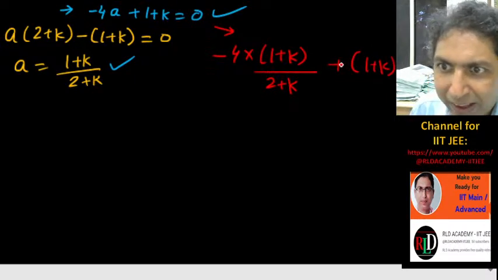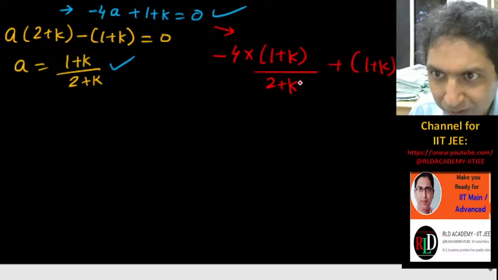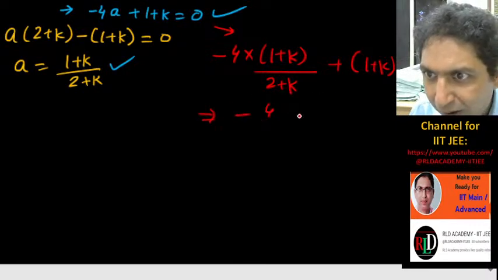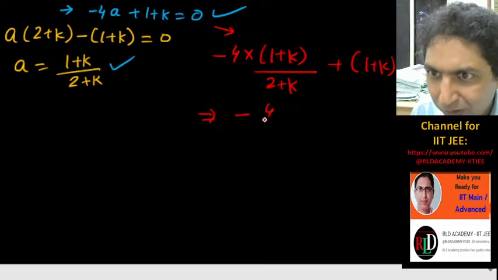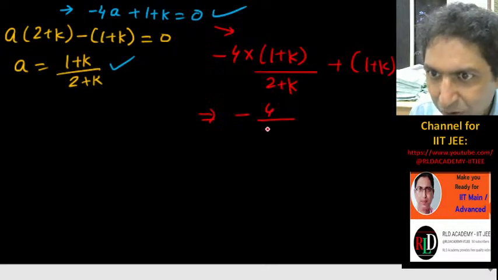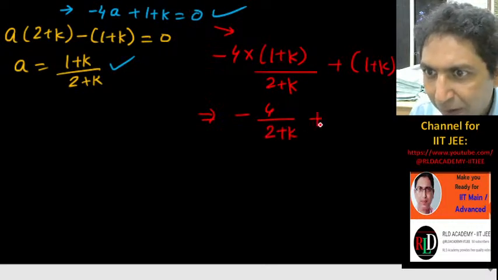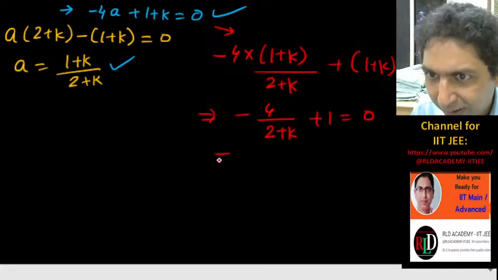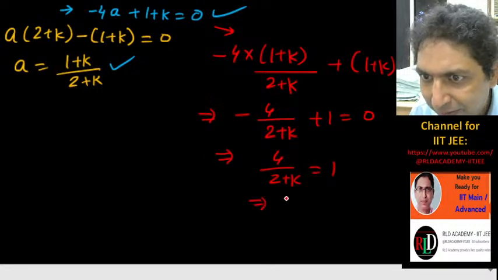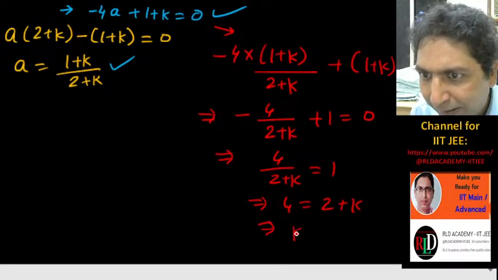So 1 plus k I can take common. Okay. So from here I will get minus 4 and then I will make it 0. But k cannot be negative, remember. So I can divide by 1 plus k. It is 4 upon 2 plus k, minus 1 equals to 0. And that implies 4 equals to 2 plus k, and that implies k equals to 2.